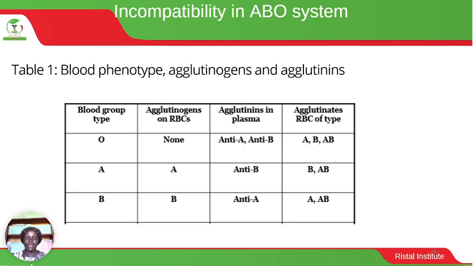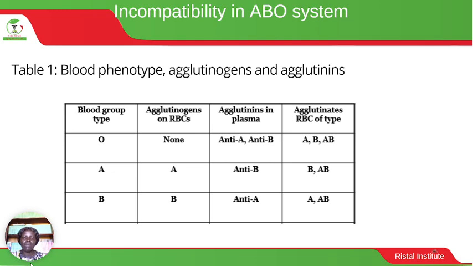Then someone with blood group A will have antigen A on the surface of the red blood cells, and they will have agglutinins in the plasma, which is known as anti-B. So it means if this person is given blood from someone with blood group B, he will react to it. So right here we can see that someone with blood group B and someone with blood group AB will not be able to donate to this person because the person will react to it.